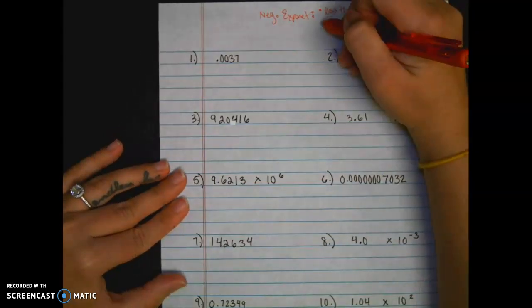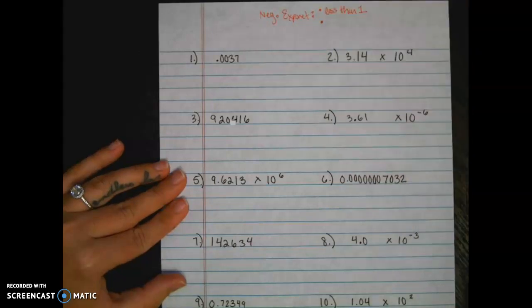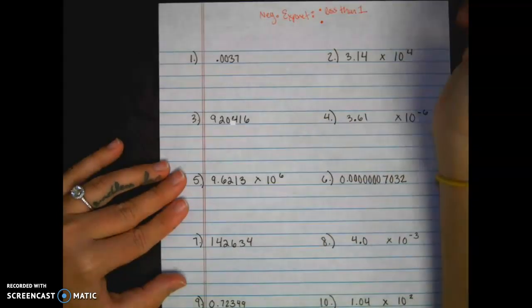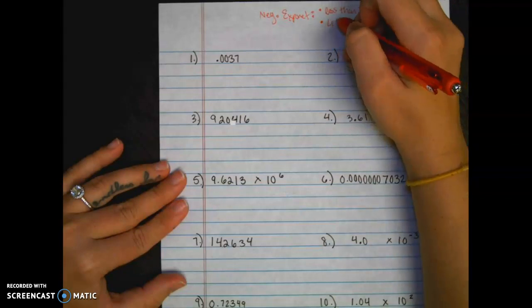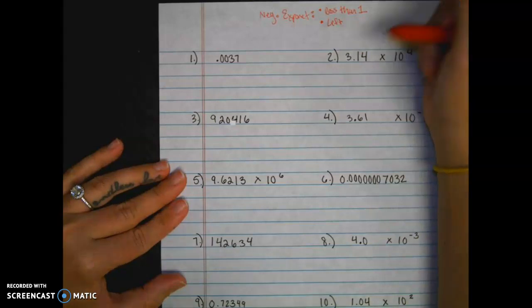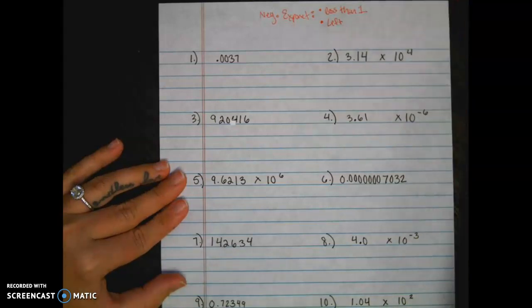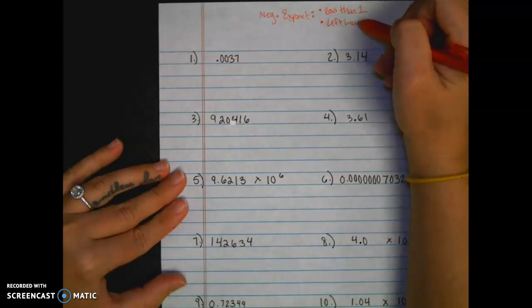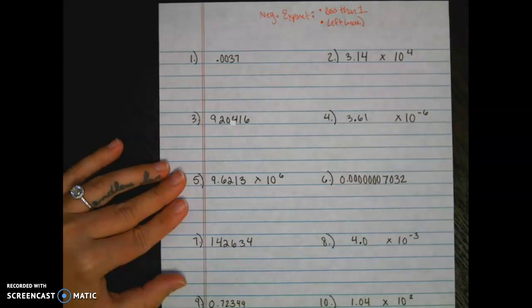And what direction am I going to move when I'm trying to put it into standard form? Am I going to move to the right or left? To the left. So move left if you have a negative exponent going from scientific notation to standard form.